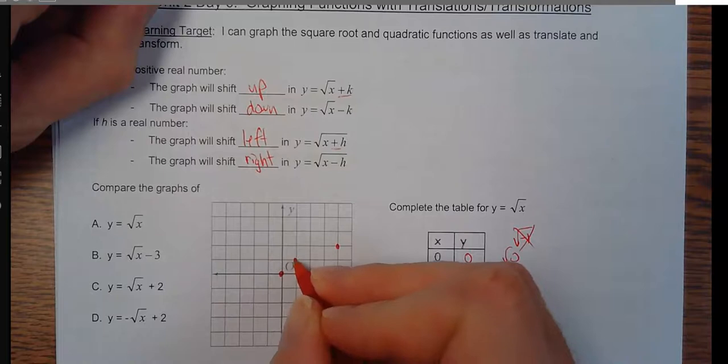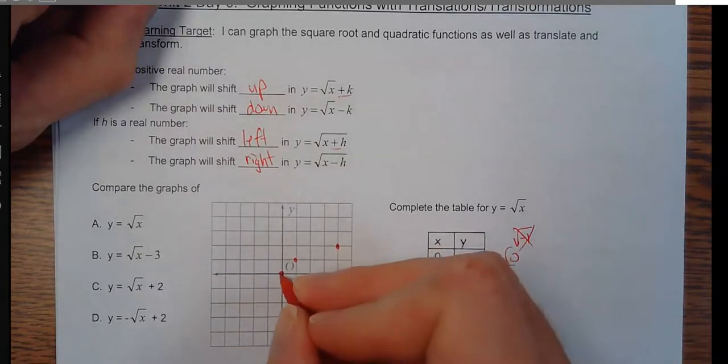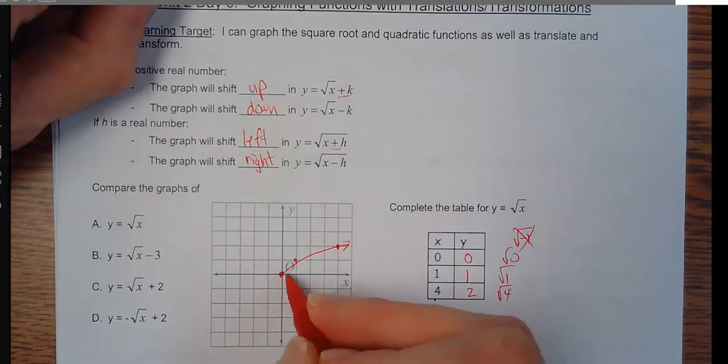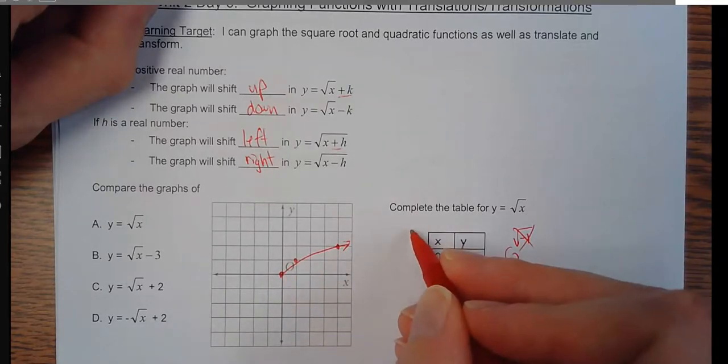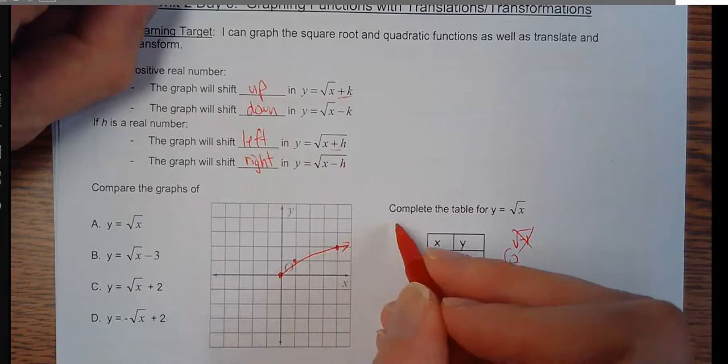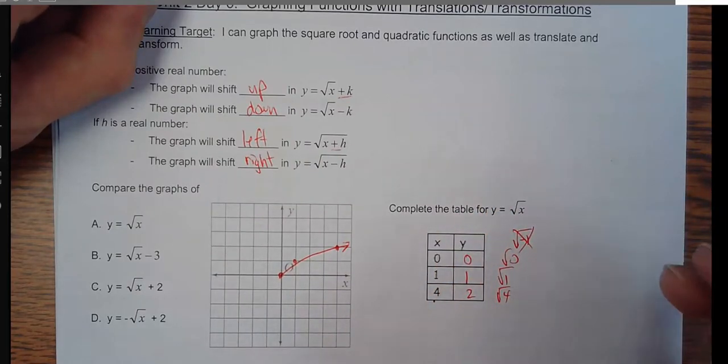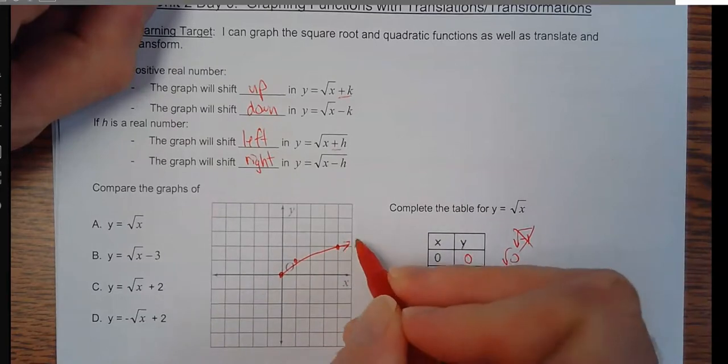And here's what we get. So 0, 0, 1, 1, 4, 2, and you get this graph that kind of goes this way. And if you plugged in 9, you'd get 3. Square root of 9 is 3. So it's going to gradually go up and to the right, but it's going to go to the right faster than it goes up. So this would be A.